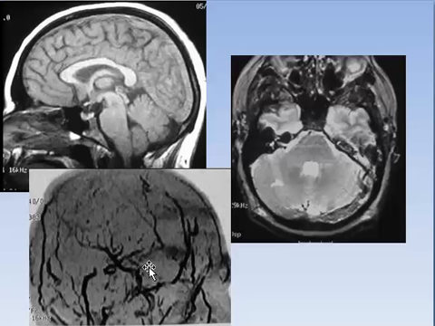MRV shows absence of flow in the dural sinuses, absence of flow in the superior sagittal, the sigmoid or the transverse sinuses. So this is an appearance of multiple sinus thrombosis.